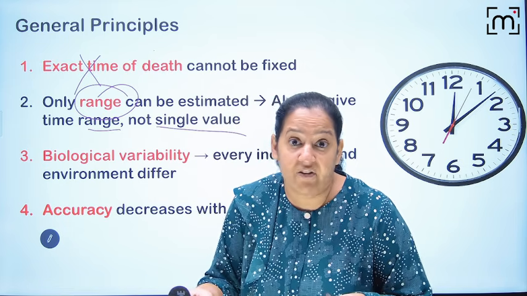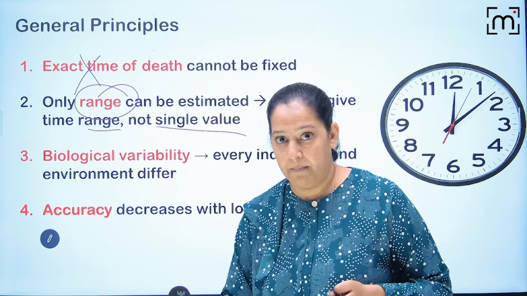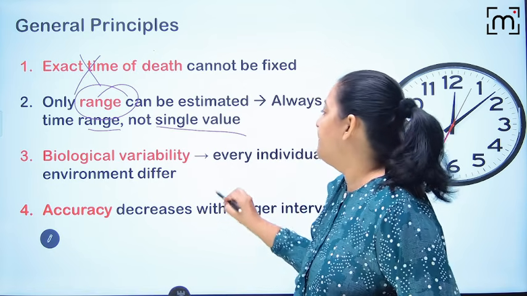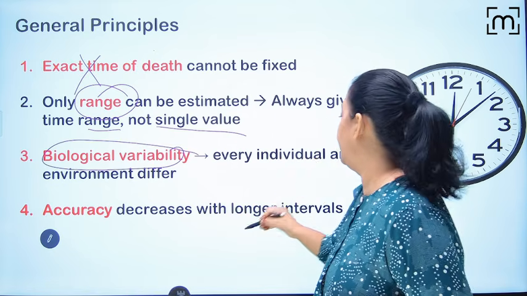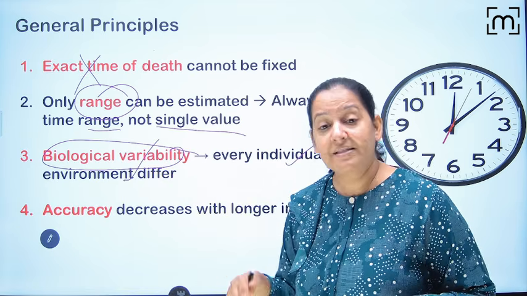I was not present at the crime scene. I don't know. Based on the 12 parameters, I will try to figure it out, but I cannot figure out the exact value. Number 1. Number 2. Biological variability is there. It depends from individual to individual and environment to environment. The dead body is in which environment?